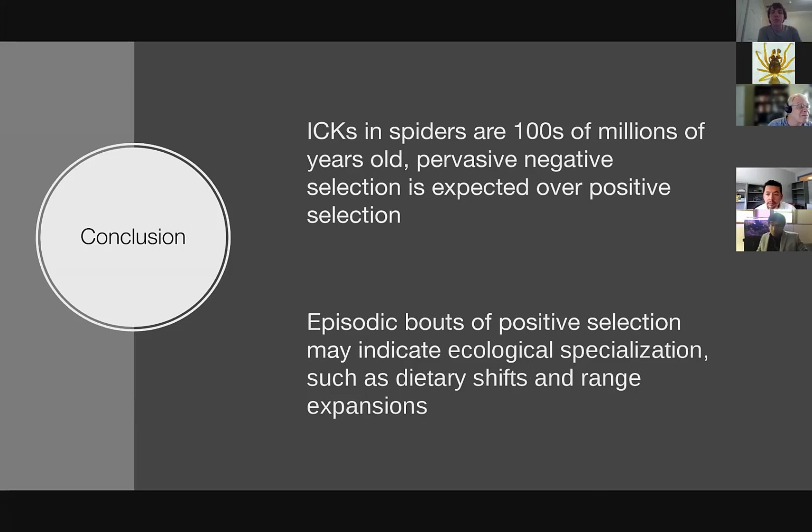And it's not too surprising that we don't find very strong pervasive evidence of positive selection, just because ICKs in spiders are hundreds of millions of years old. And so at that point, it's expected that negative selection would pervade. But it is interesting that we see episodic bouts of positive selection, in terms of understanding how venoms evolve and the evolutionary arms race between prey and predators, this could give us some insights into how that could potentially go about.